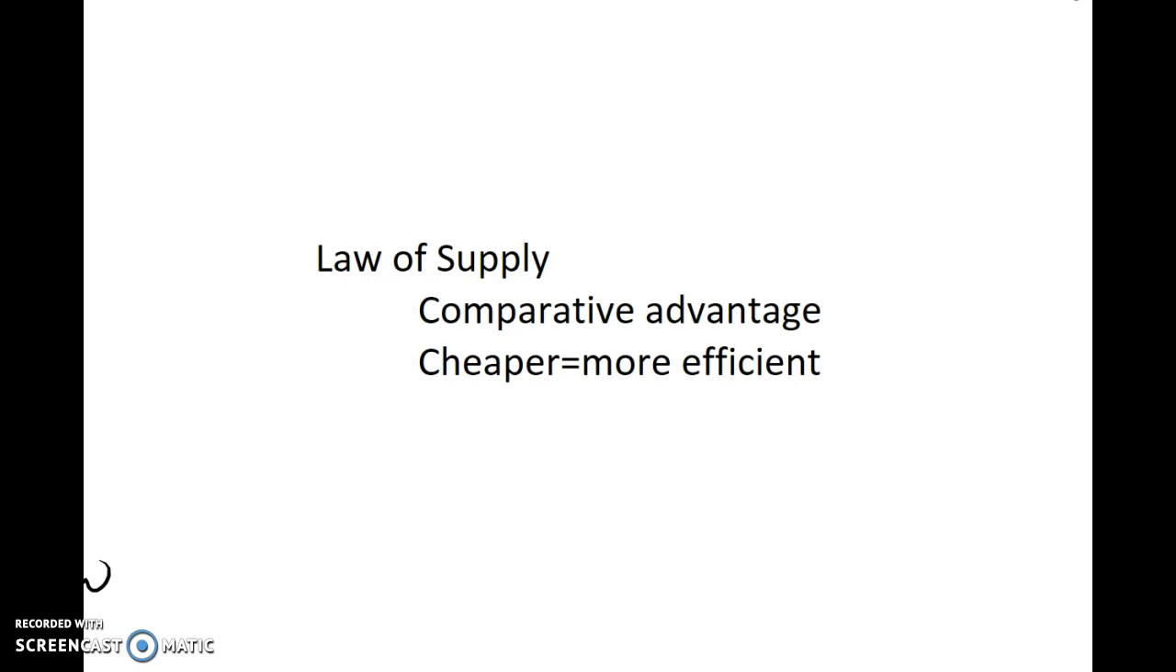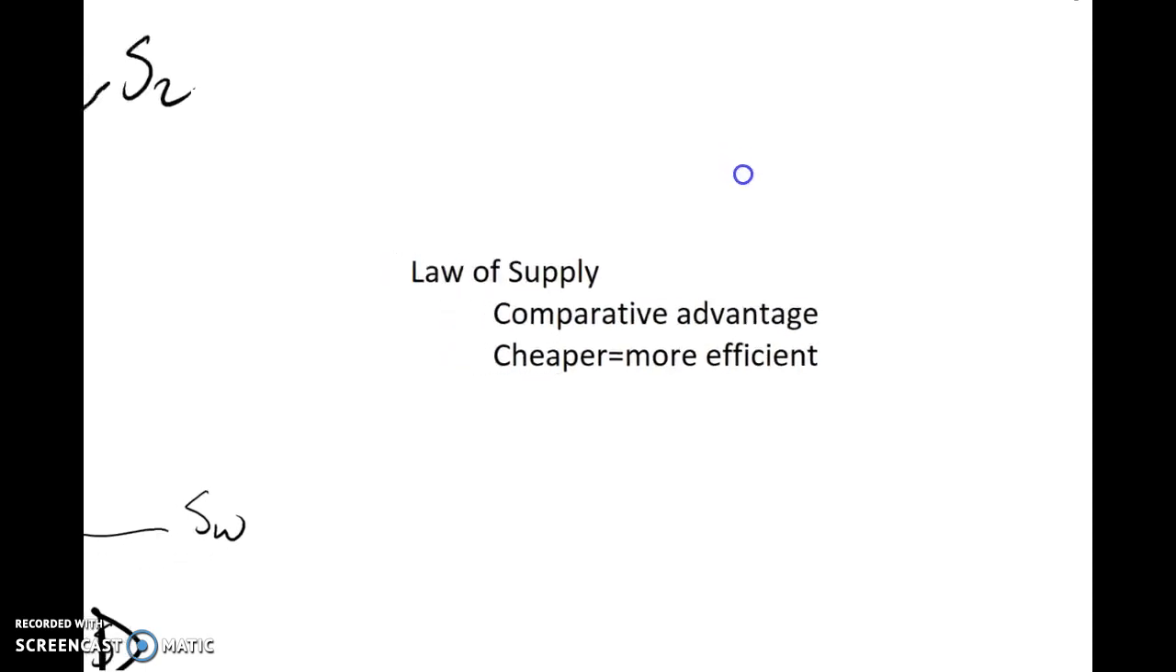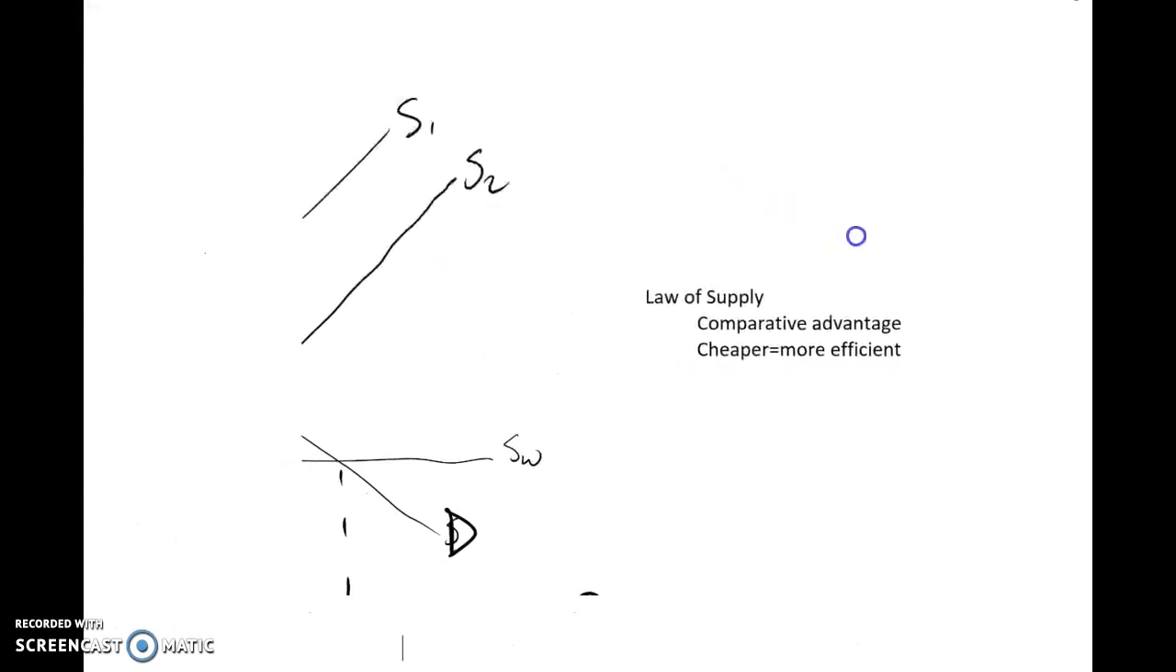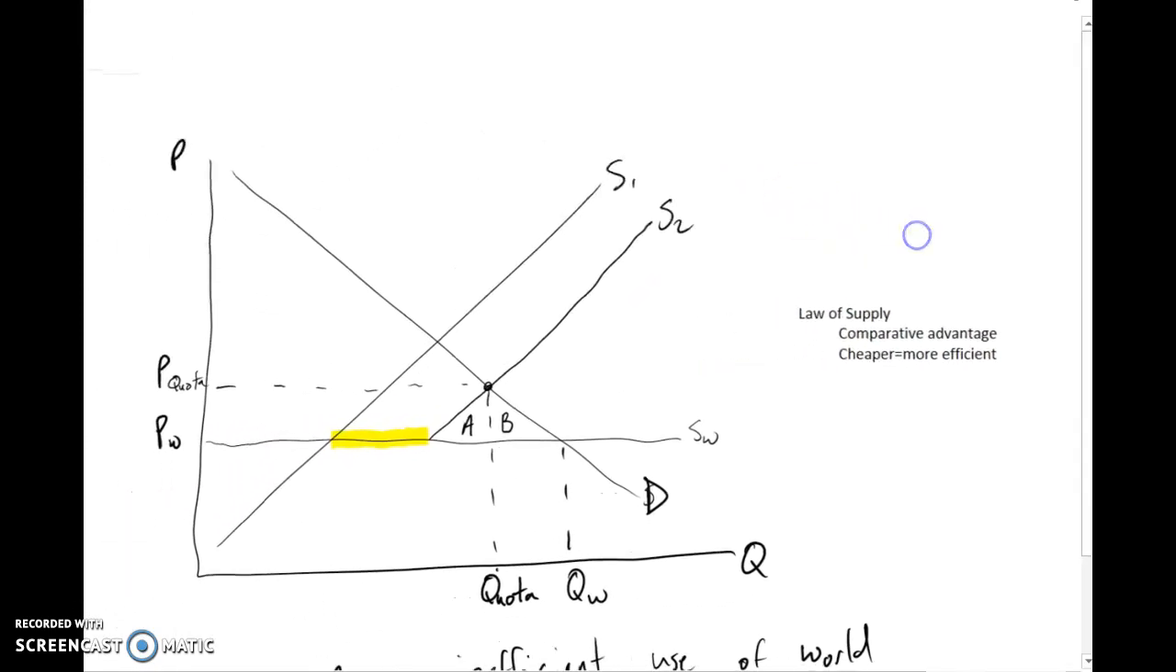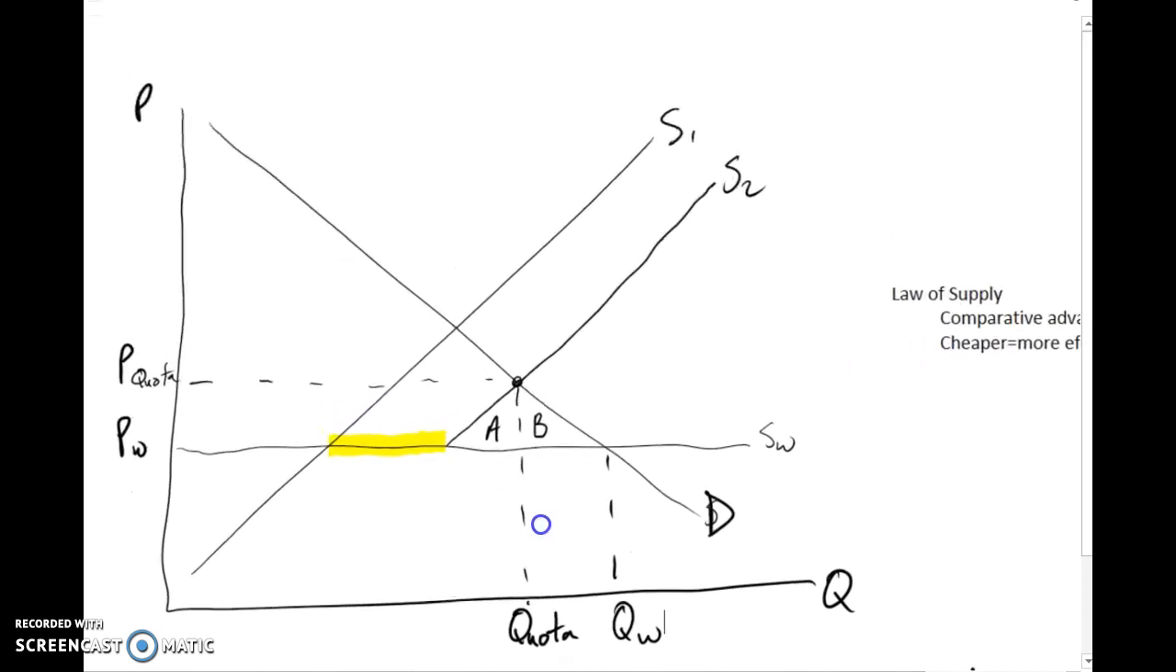We have to really stress to the students that the law of supply says that to be able to produce more, I require more money. And that's part of the basis of the idea of comparative advantage, with the idea that being cheaper means that you're being more efficient.